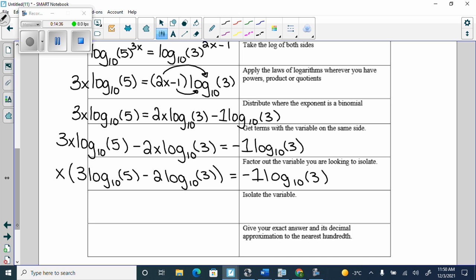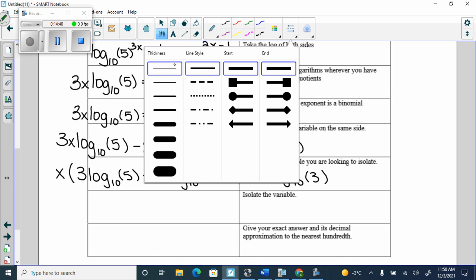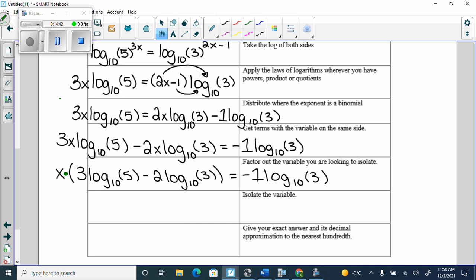What operation is happening between the x and this bracket? It's a multiplication. So I'm actually extremely close to being done here. What do I just have to do? Divide both sides by what? This whole ugly looking bracket, right? Just divide it over.